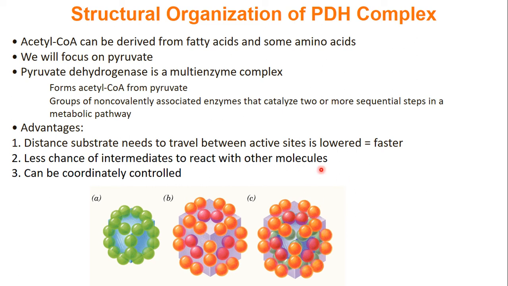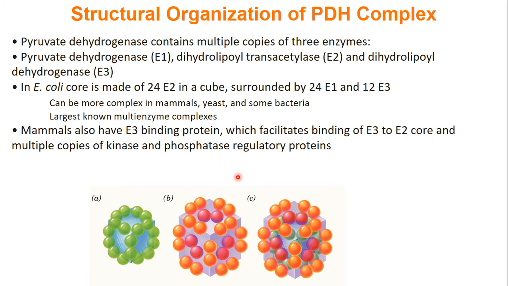And since you're funneling intermediates from one enzyme to another, there's less chance that these intermediates will react with other molecules. You won't have any side reactions when you're doing this channeling. Also, since everything's right next to each other, you can control the overall flow of these enzymes coordinately. So it's easy to block them all at once or turn them all on at once.